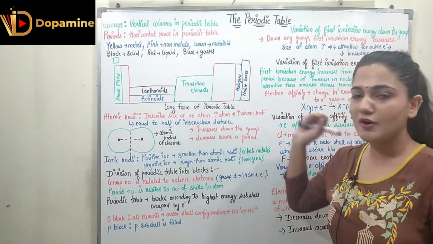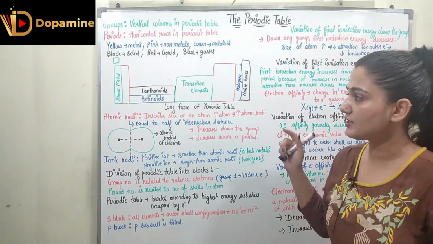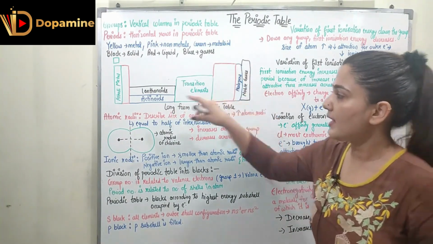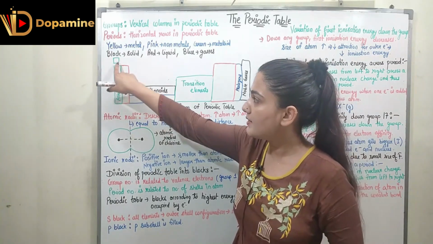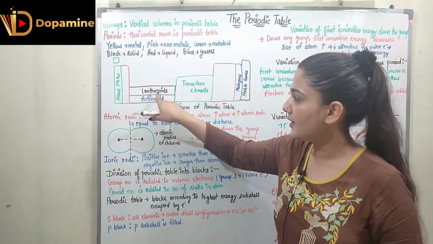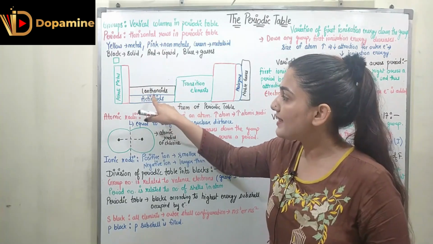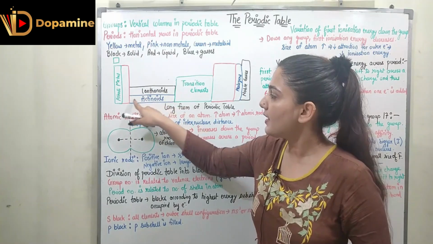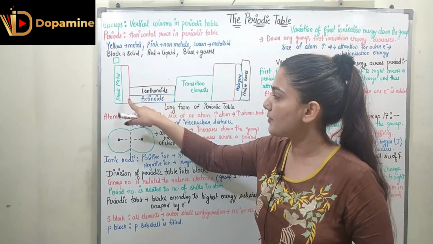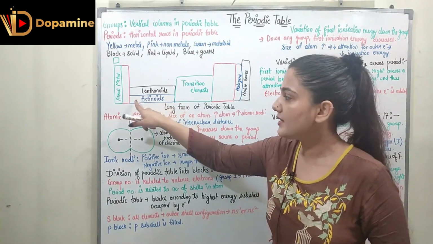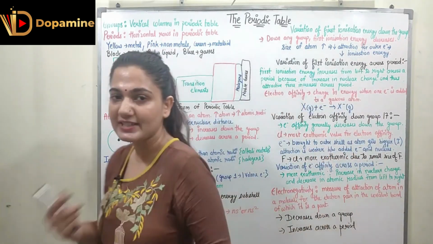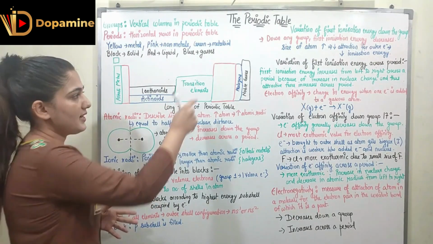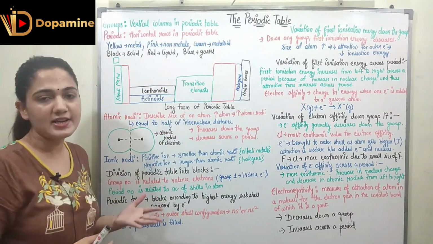Now coming to the long form of the periodic table. In the long form, we have various types of divisions. Like we have the alkali metals here. This block is for hydrogen. Then this block is for lanthanoids. All of the atoms present here are termed lanthanoids. All the atoms present in this block are actinoids, starting from actinium, and thus all of these atoms are referred to as actinoids.